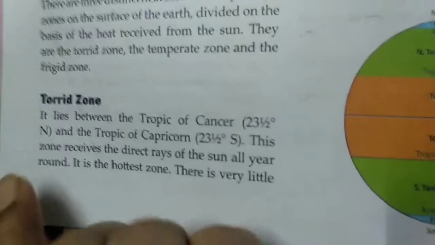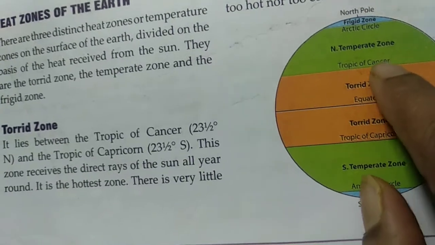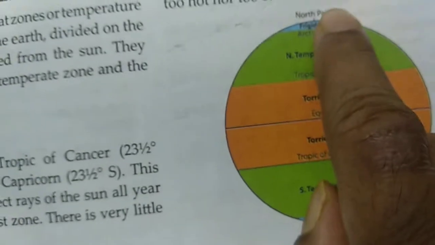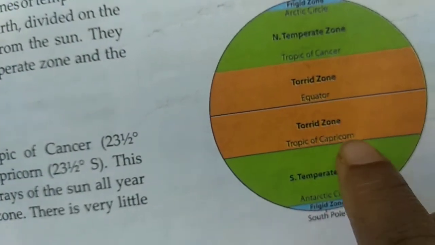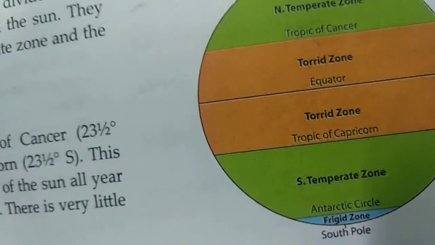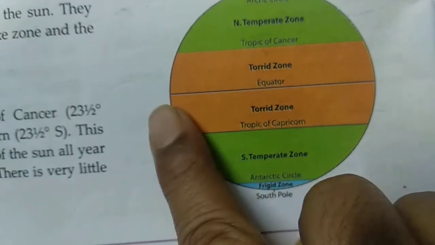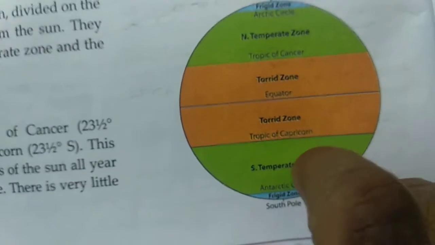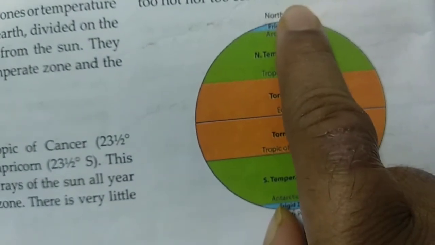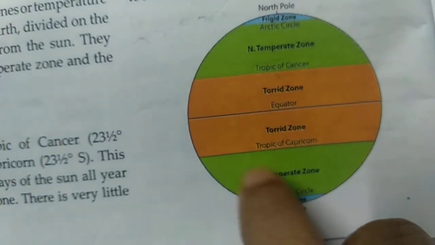First one is the torrid zone. Now what is the torrid zone? This lies between the equator and the Tropic of Cancer in the northern hemisphere, and the equator and the Tropic of Capricorn in the southern hemisphere. Now as I told you, this is the equator, which is dividing the earth into two halves. The upper half is known as the northern hemisphere and the lower half is known as the southern hemisphere.